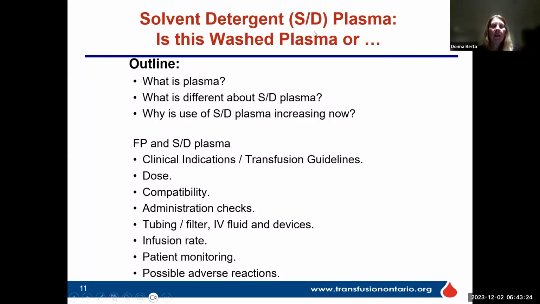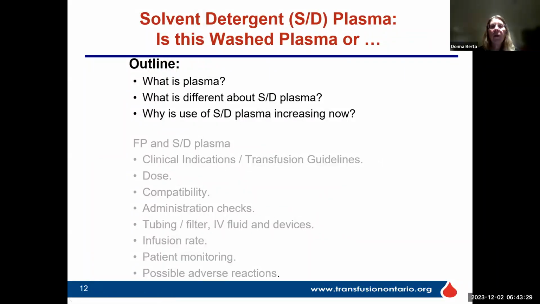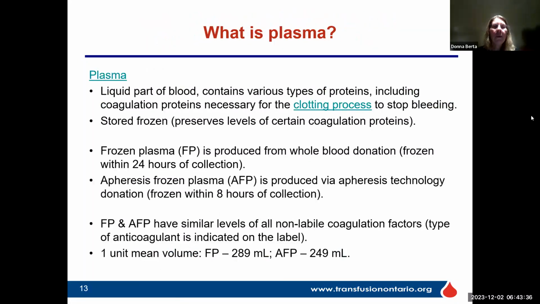An outline of what we're going to cover, various aspects of plasma. And we'll start with talking about what is plasma, what's different about SD plasma, and why is this happening now. So plasma, and this link goes to the Canadian Blood Services product monograph about plasma. And the product monograph at Canadian Blood Services is called the Circular of Information, so it will take you there. Plasma, it's the liquid part of blood. It contains the coagulation proteins that are needed for the clotting process in order to stop bleeding.